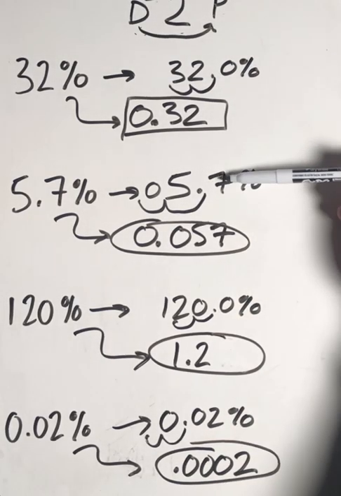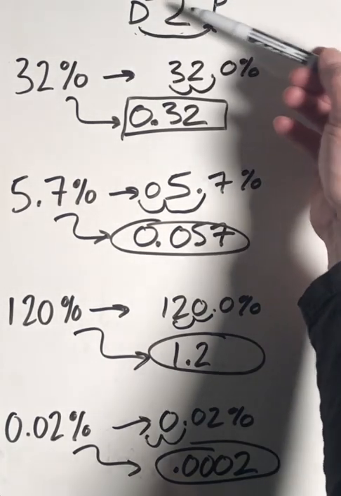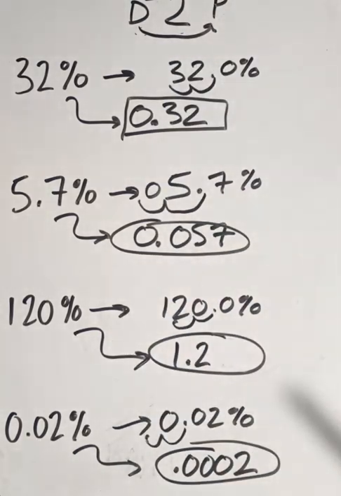So for each of these, the rule is to write it out as a percentage, including a decimal point in that number, and then to go from a percent to a decimal, you move 2 decimal places to the left.